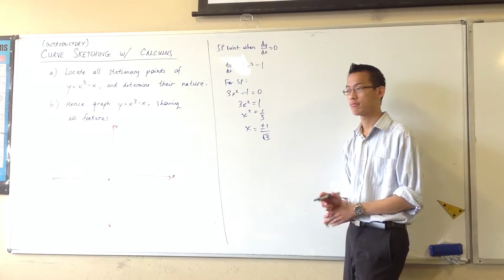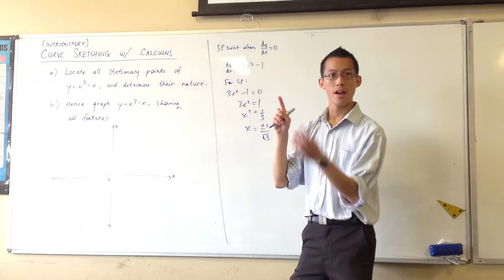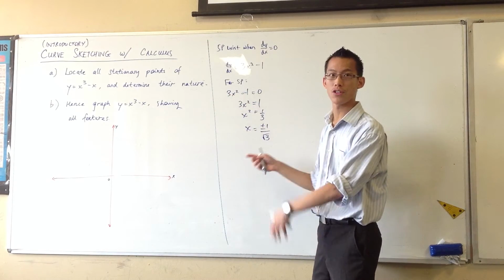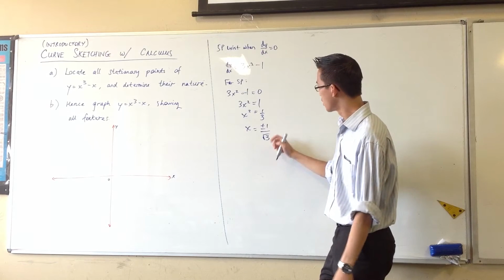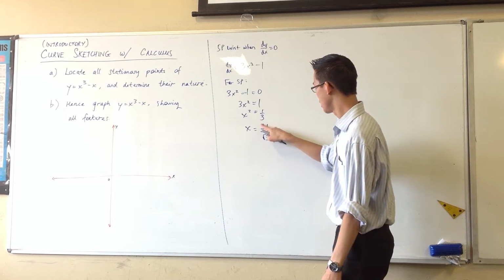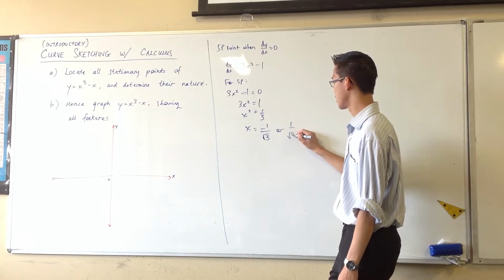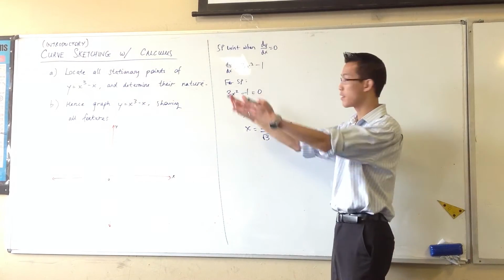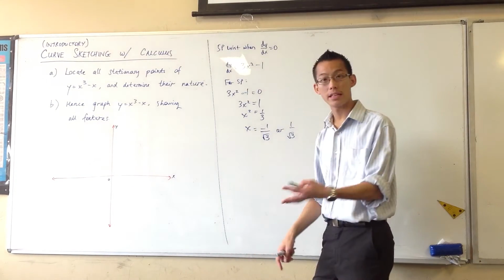So far, so good? Okay, now, it says locate all stationary points. So if we want to find where these points are, we don't just need their x coordinate, we also need their y coordinate, right? So we're going to have to take these two. This is actually two values, right? Negative and positive. And I'm going to have to bring them back into my original equation here to get their values. Okay, so let's quickly do that.